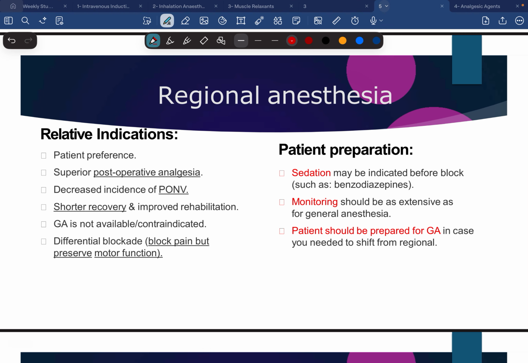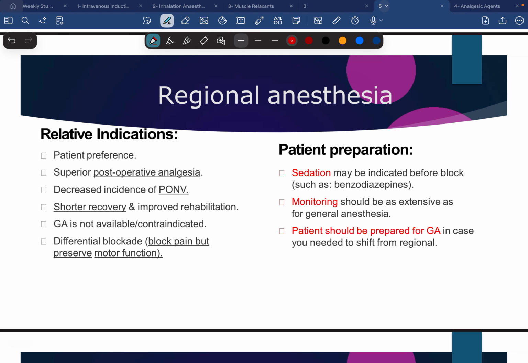Relative indications: patient's preference. Patients want to stay awake, or patients want to see. We do that here in Jordan. In many private hospitals, there are screens for the patients doing lower limb surgeries. So they prefer to stay awake. It's much better for post-op analgesia because they stay pain-free for a few hours. It decreases the incidence of nausea and vomiting. They'll be awake, so there's no sedation. They won't be foggy or need a few hours after the general anesthetic to be fully awake.